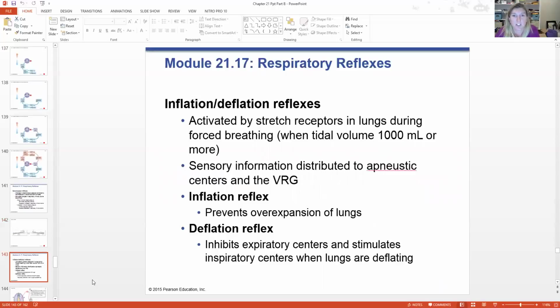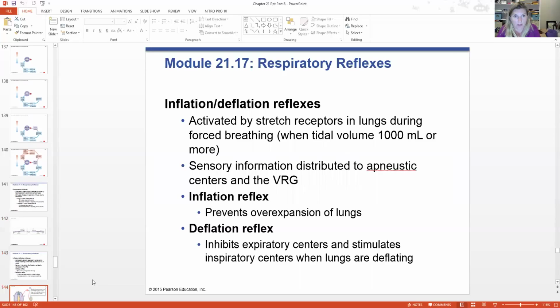You also have inflation and deflation reflexes. These are activated by stretch receptors in our lungs during forced breathing. So sensory information can be distributed to the apneustic centers and the VRG about these reflexes. The inflation reflex is there for your protection. It's going to prevent the overexpansion of your lungs. You also have a deflation reflex. This is going to inhibit your expiratory centers and stimulate your inspiratory centers when your lungs are deflating. So this is that, right? This is how you bounce back up to inhaling after you have exhaled.